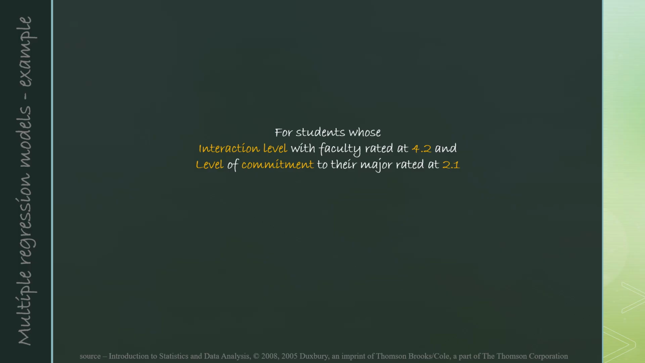Let's use this population regression function and calculate the average or the mean GPA value for a chosen set of values for the independent, or in other words the predictor variables. For example, for students whose interaction level with faculty is rated at 4.2 and level of commitment to their major rated at 2.1, the average or mean GPA is calculated using the population regression function.